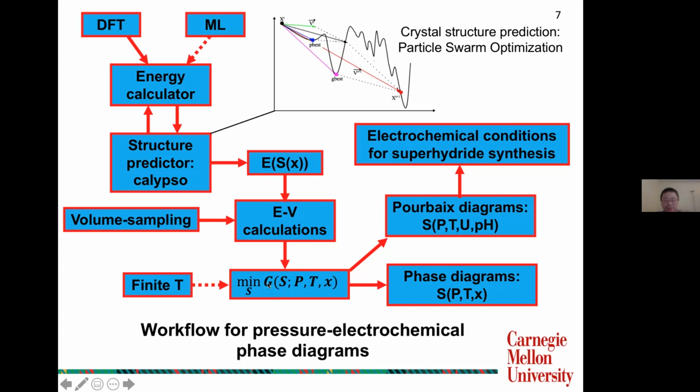In principle, we should use the Gibbs energy as a function of structure, pressure, temperature, and composition, and we do minimization of the energies of all the structures we get. So this will help us find out which structure is the most stable one. And then, using these stable structures and their energies, we can construct the Pourbaix diagrams. This will be a function of pressure, temperature, potential, and pH. So this is the whole flow.